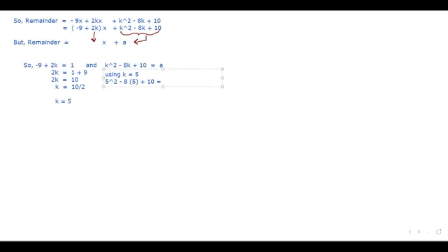Plus 10 is equal to a. So it's 25 minus 40 plus 10 is equal to a. Minus 15 plus 10 is equal to a. Minus 5 is equal to a. Do you get a as minus 5, children? Yes.